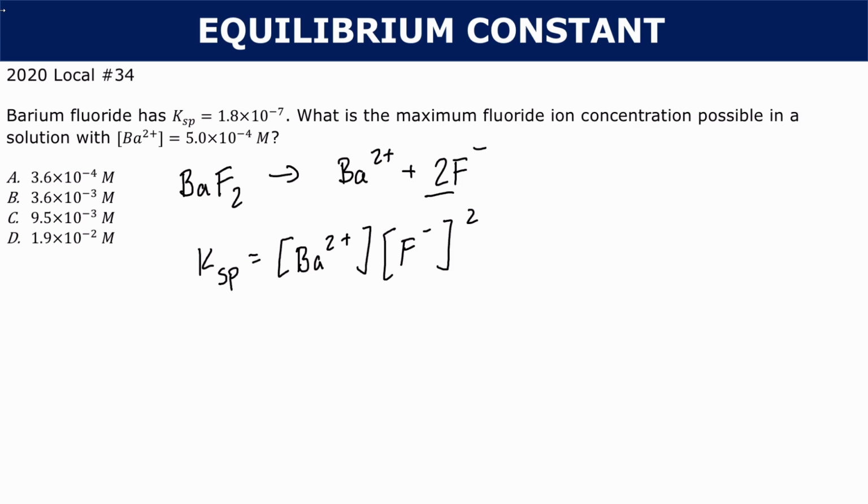If we're trying to find the maximum fluoride ion concentration, we are going to need to plug in not only our Ksp, but our concentration of barium. So 1.8 times 10 to the negative 7th is our Ksp.